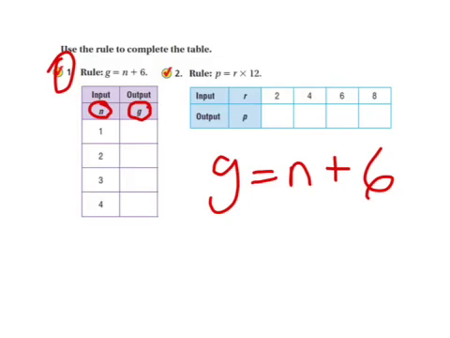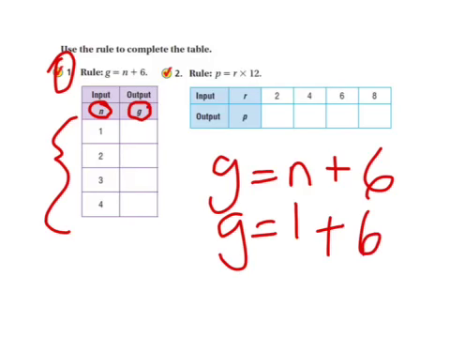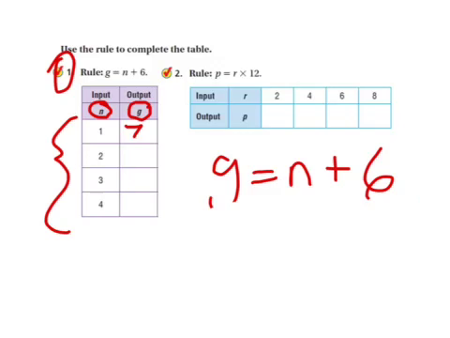So what we do is we take these inputs right here and we replace n with the numbers that you see here, and then just calculate what g is. So if n is 1, I replace n with 1, and then just copy everything else down about the equation, and I get g equals 1 plus 6, which is 7. So 7 goes in this output, g, for the input of 1. We can do that for all of the inputs.